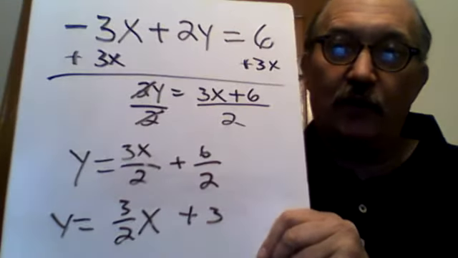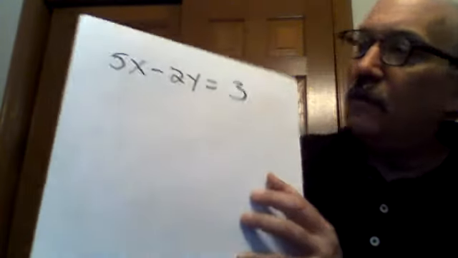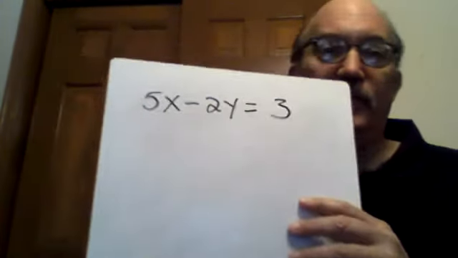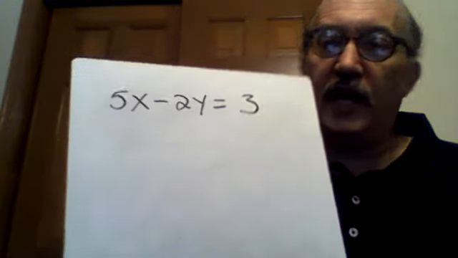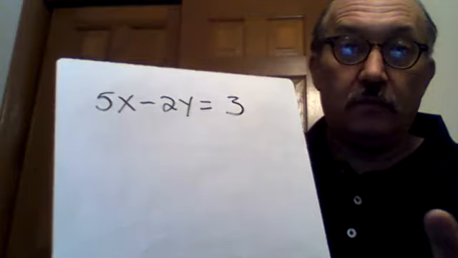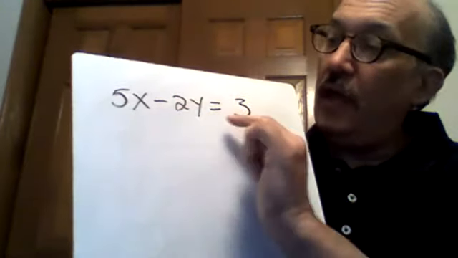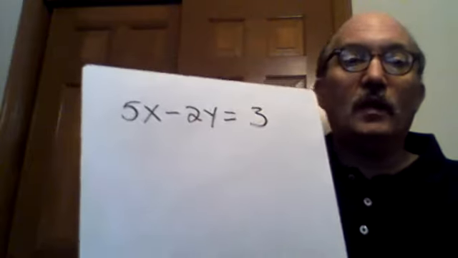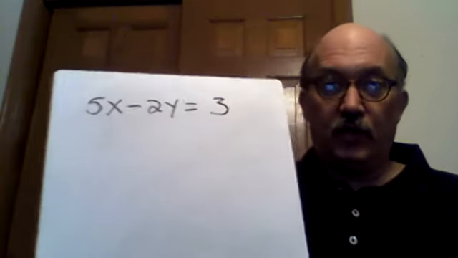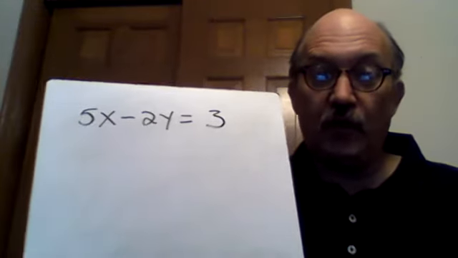And let's look at another example. 5x minus 2y equals 3. This is the standard form equation of a line where a is 5. And what's the b? Is it 2? No, the b is negative 2. And the c is 3. Let's rewrite this in what is known as slope-intercept form. In other words, let's solve this equation for y.